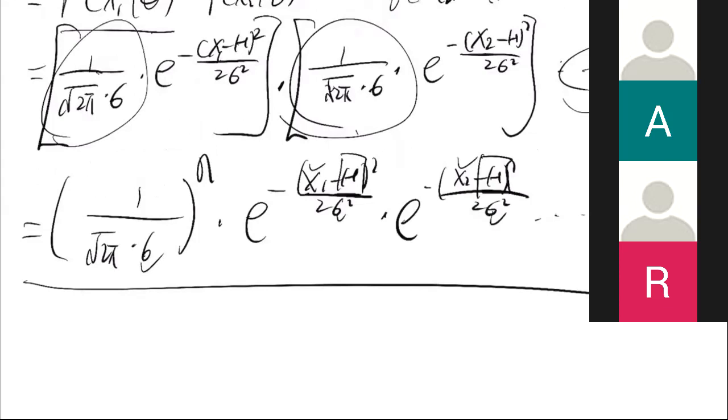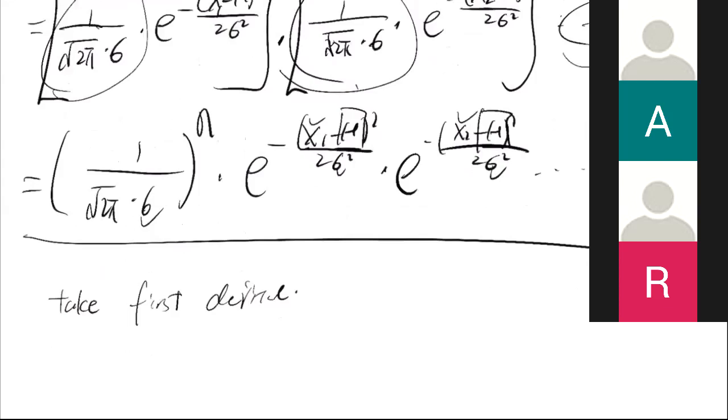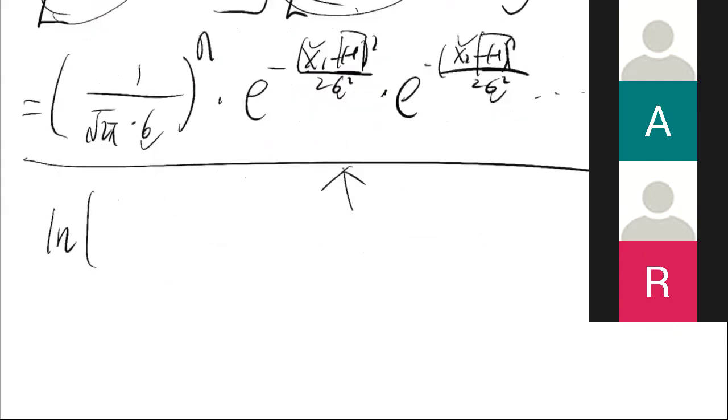And the way we do that is basically we take the first derivative of this big function. But how do we take the first derivative? It's kind of hard to take the first derivative, right? So instead we use the log method. We first take the log of that function, so we take the log of this whole function.